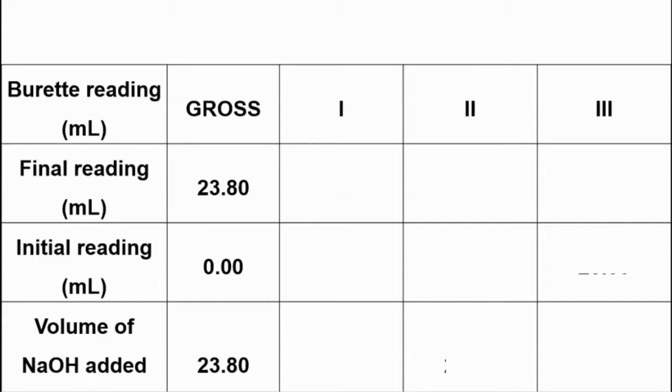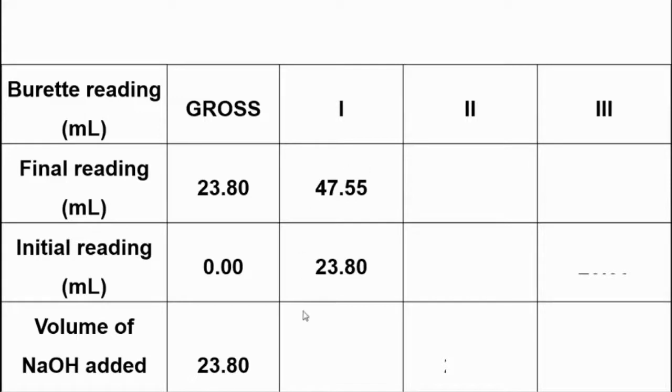Okay, so for the first reading, this will be the initial reading for the first titration. Just now what we did was the gross titration. Then we're going to start with 23.8, and then we do the titration until the end point. So let's say in this case, the color changes from colorless to pale pink at 47.55 ml of the reading of the burette.